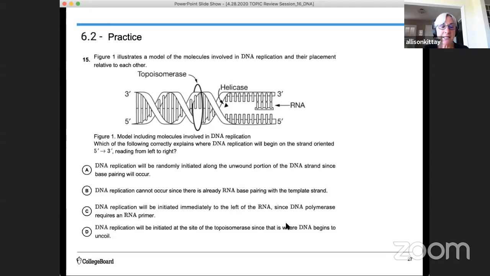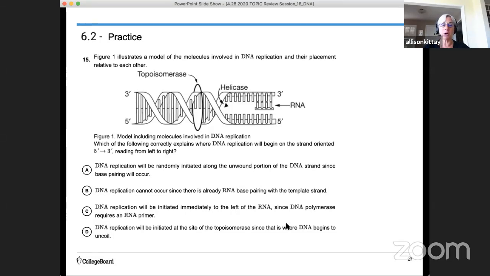Okay. A, DNA replication will be randomly initiated along the unwound portion of the DNA strand since base pairing will occur. Okay, so you have to think, is there a random initiation sequence? B, DNA replication cannot occur since there is already RNA base pairing with the template strand. C, DNA replication will be initiated immediately to the left of the RNA since DNA polymerase requires an RNA primer. D, DNA replication will be initiated at the site of the topoisomerase since it is where DNA begins to uncoil.